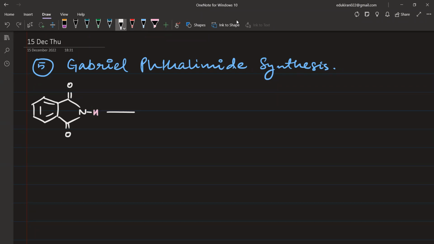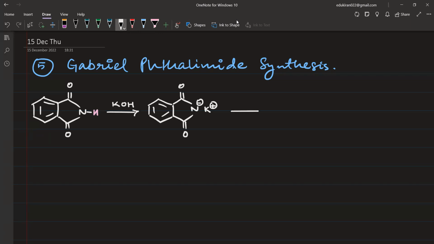And if I react this with KOH, then we are going to get this: double bond O as it is, double bond O as it is, N negative, and K plus to neutralize the negative charge here.